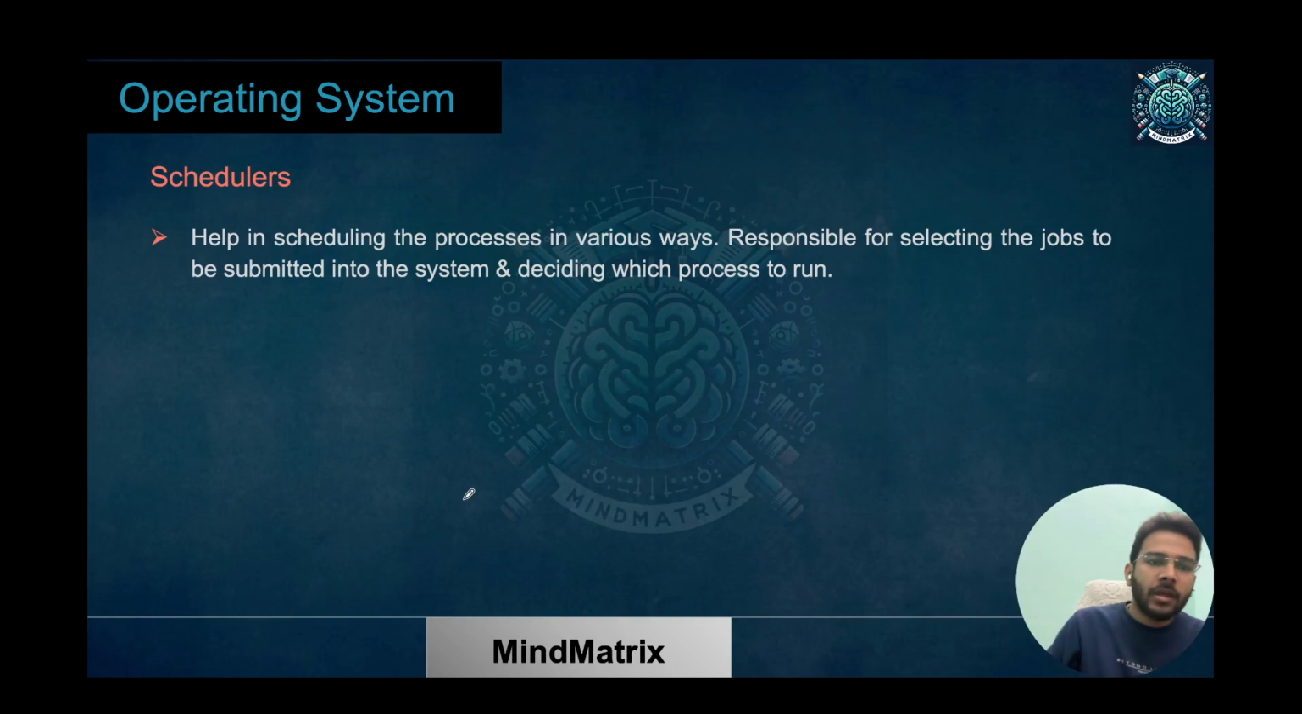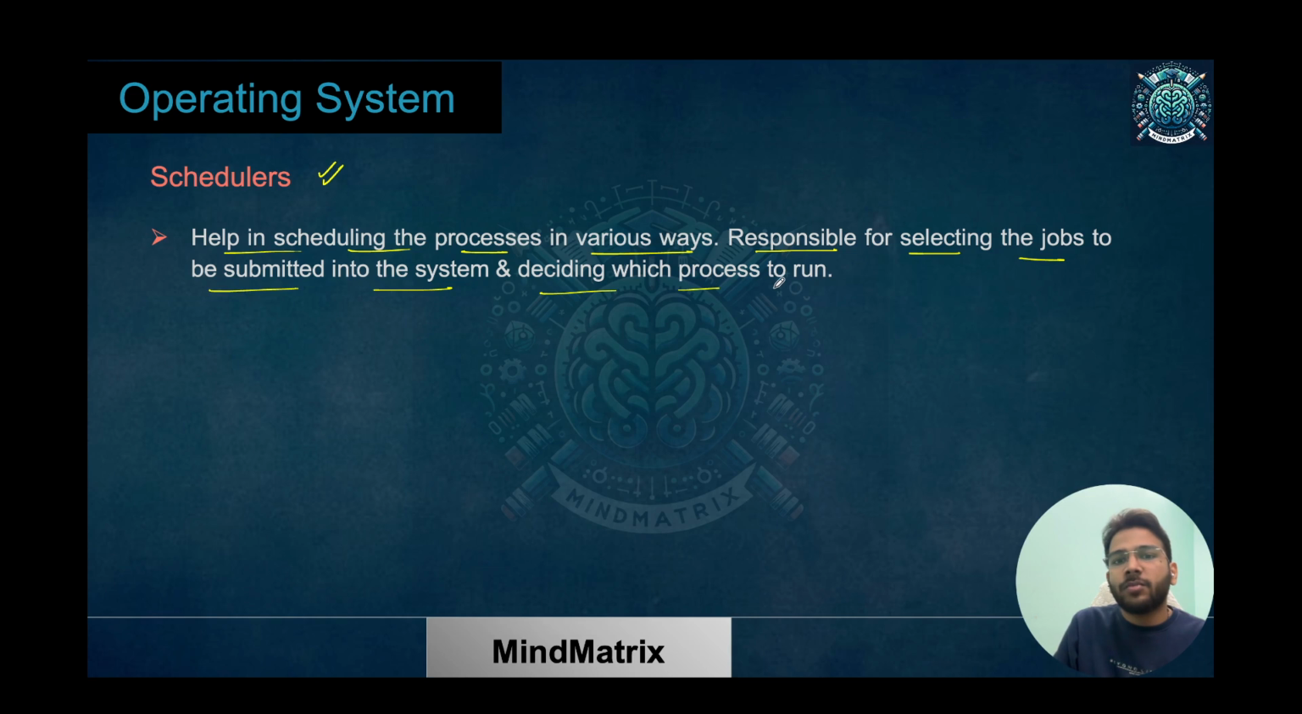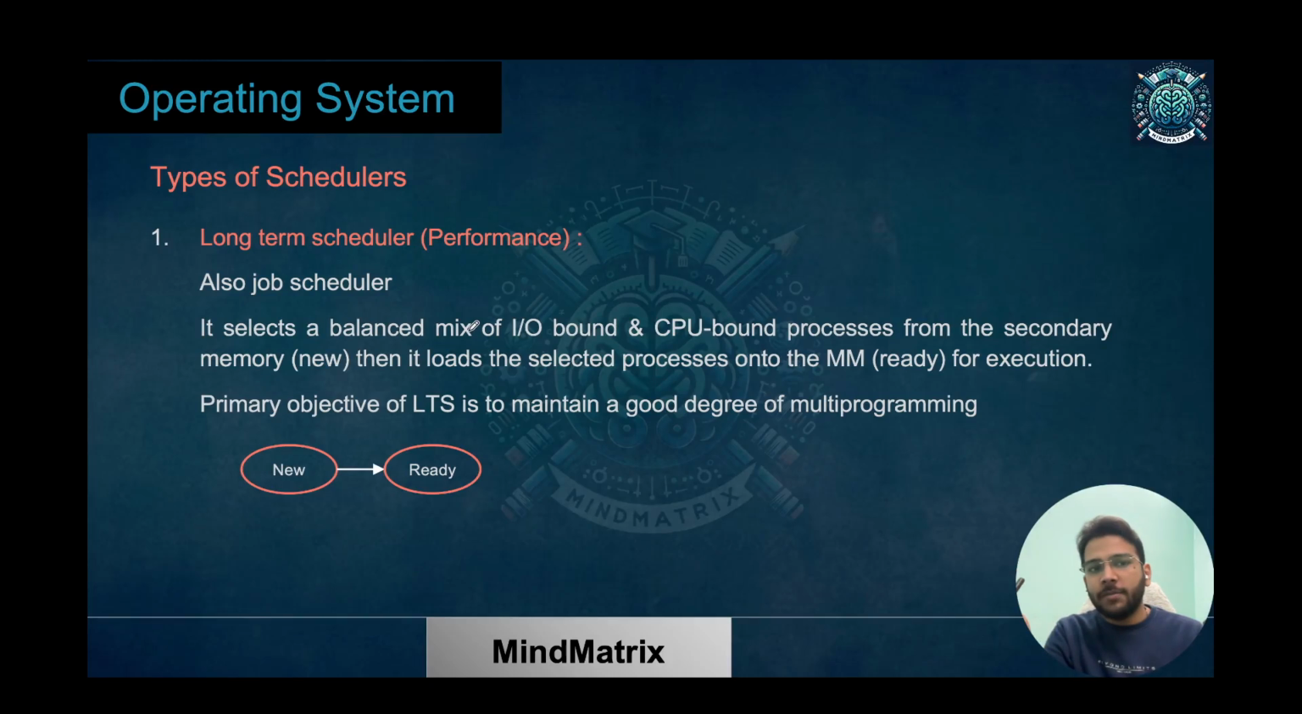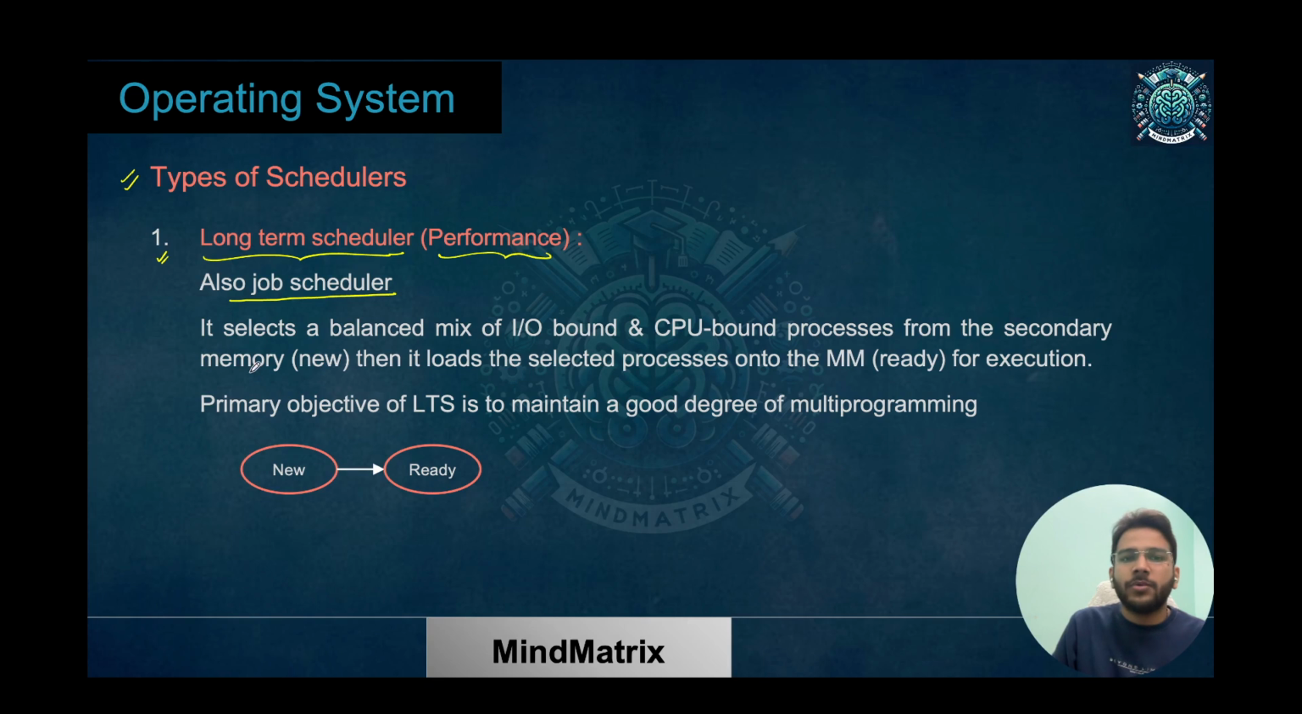Clear? Now let's talk about schedulers. This is very important. Schedulers help in scheduling the processes in various ways. They are responsible for selecting the jobs to be submitted into the system and deciding which process to run. So this is the responsibility of schedulers. And we have three types of scheduler. Let's talk about types of schedulers. The first one we have is the long-term scheduler, which controls performance basically. The long-term scheduler is also known as the job scheduler.